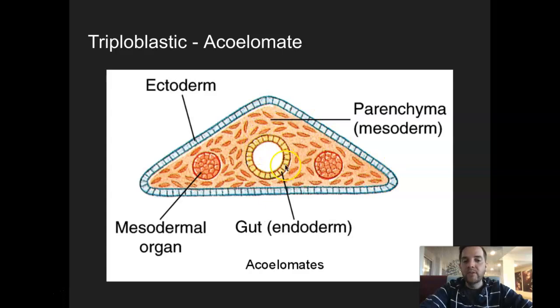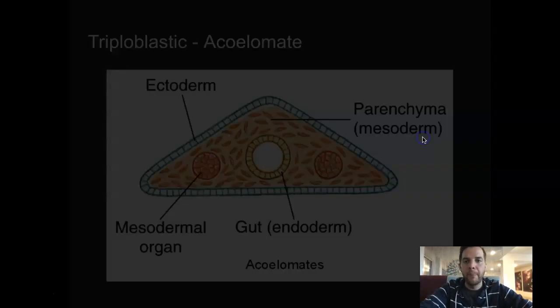However, outside of the gut, in something that has a true coelom or even a false coelom, there's going to be open space around out here. In an acoelomate, there is not. So flatworms or phylum Platyhelminthes, these are acoelomates. They do not have any sort of major internal cavity, even though they do have mesoderm.